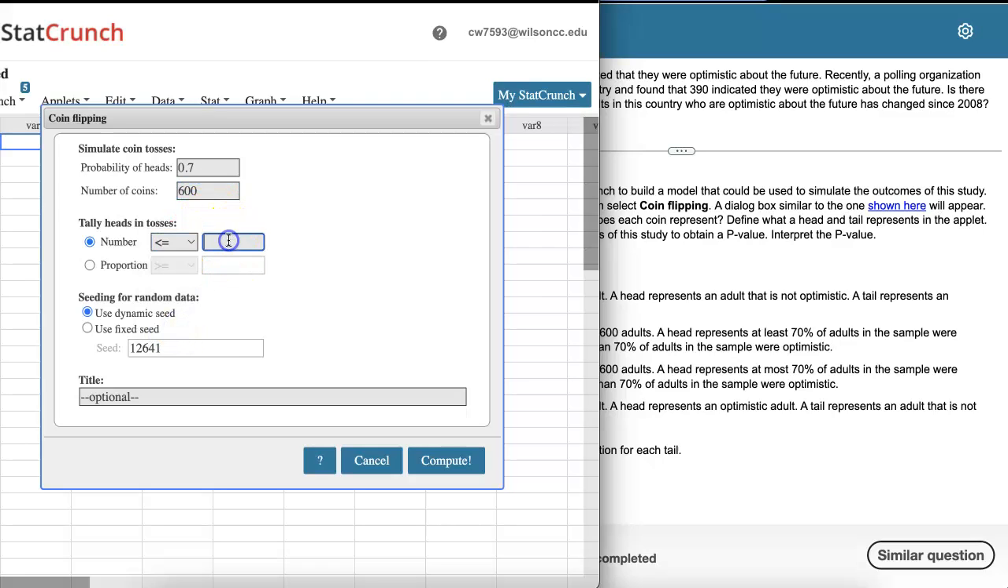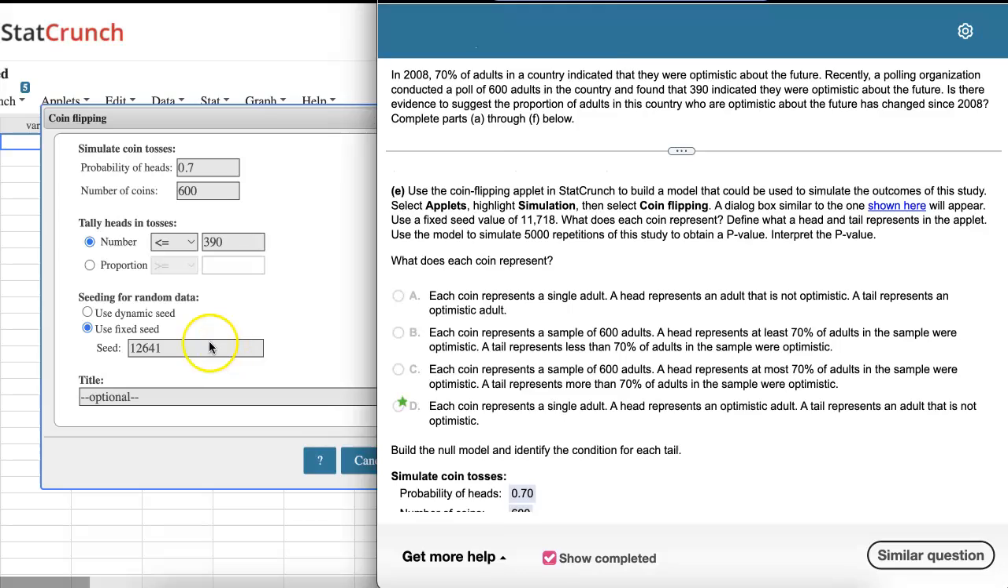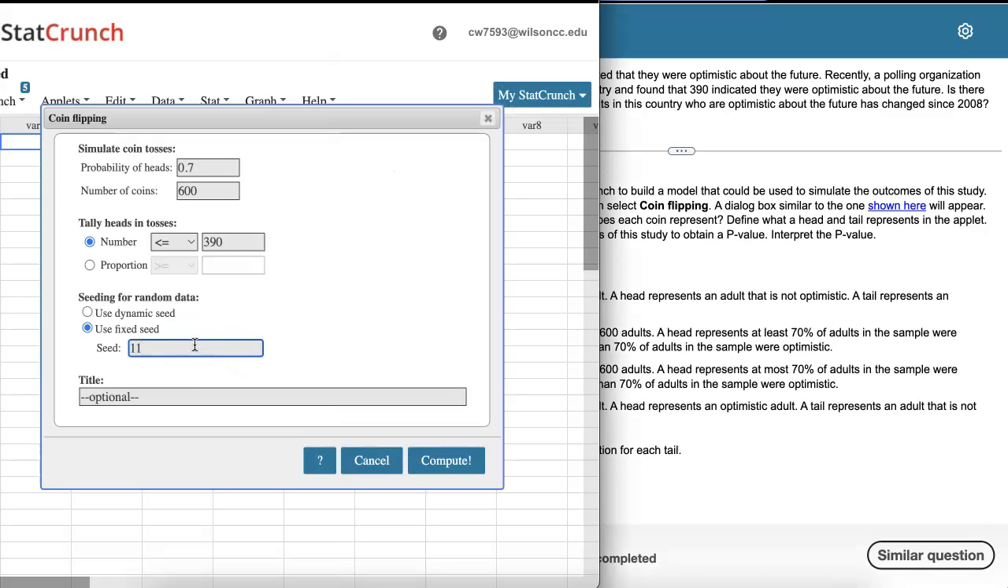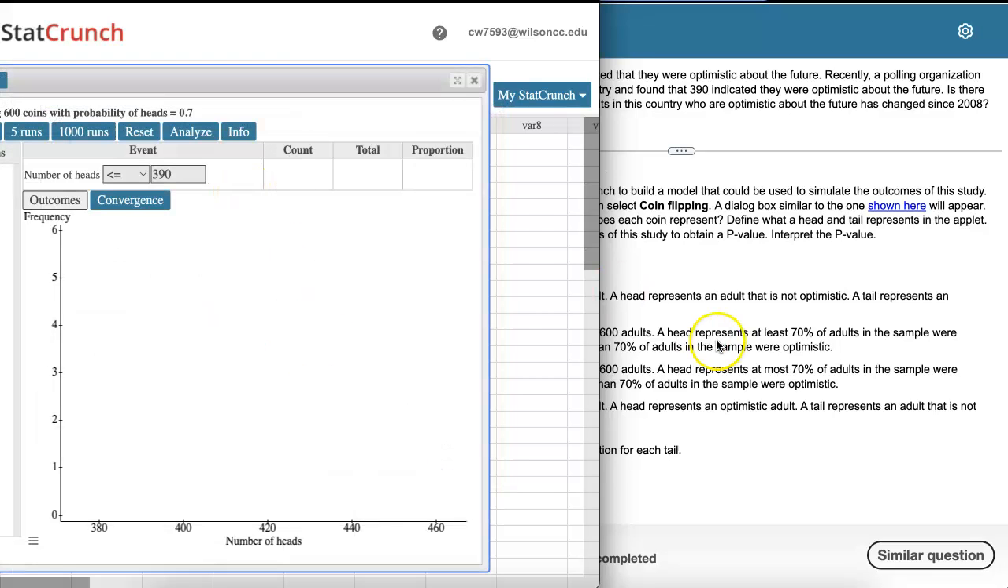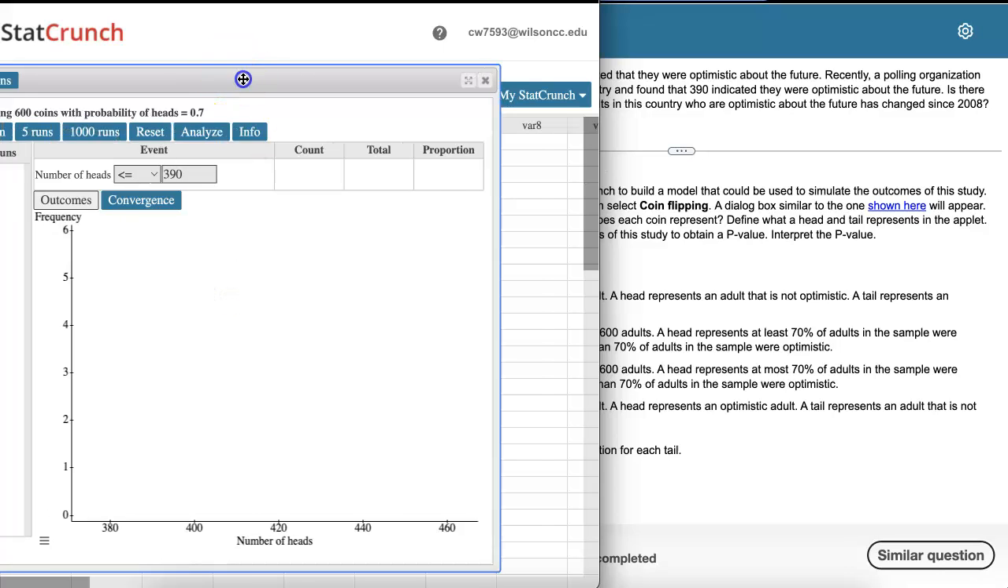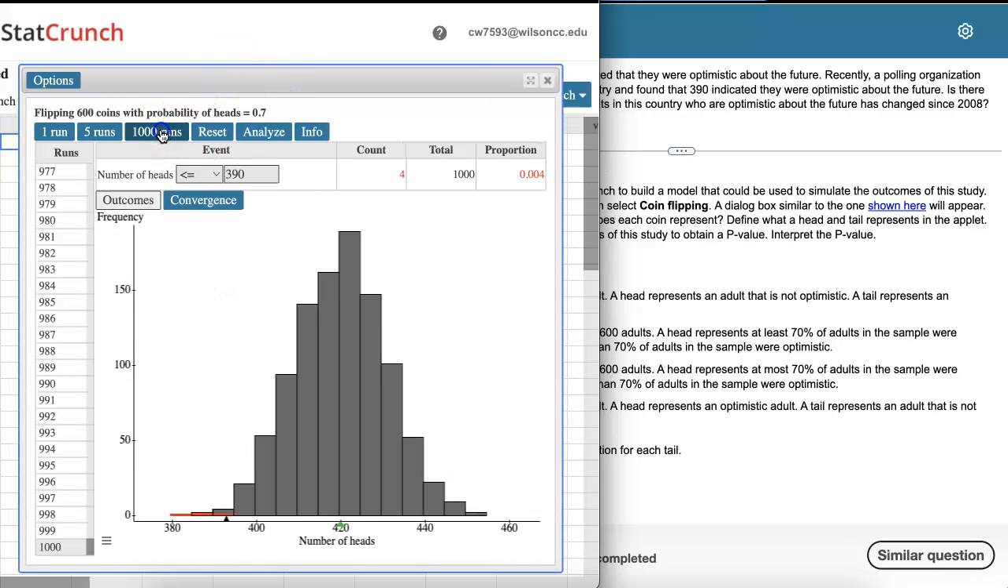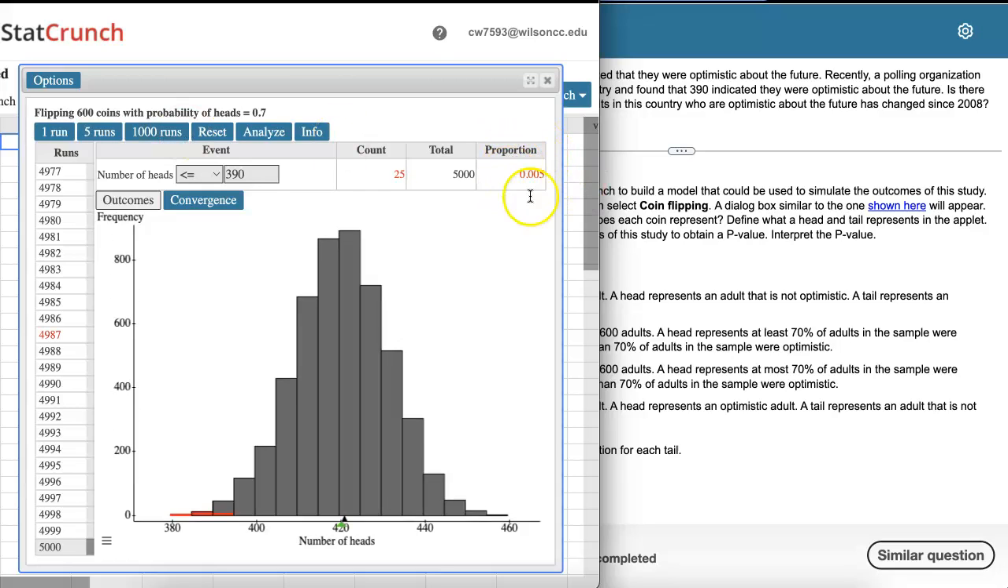I want to first look for less than or equal to 390, using a fixed seed of 11,718. Okay, compute. I think we were also asked to do another 5,000 repetitions. Okay, so 5,000 repetitions. Keep in mind this proportion or p-value right here, 0.005. Let's now change this to greater than or equal to 450. And now we have 0.0032.